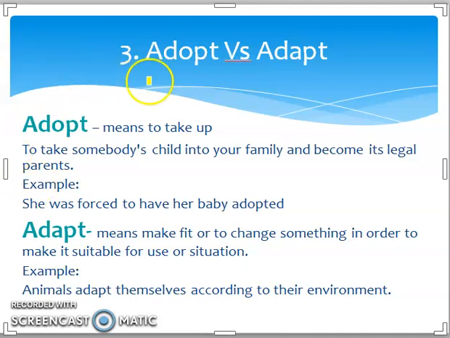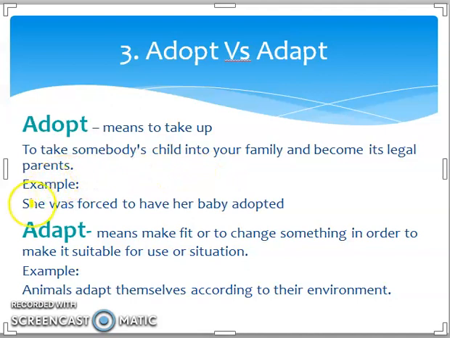Adopt versus adapt. Now, here the pronunciation of this pair varies. The first word is adopt and the second word is adapt. Alright? Now let's look at them in detail. Adopt means to take up, to take somebody's child into your family and become its legal parents. Example, she was forced to have her baby adopted. Alright? So now adoption is the process or the legal procedure of taking someone's child as your child.